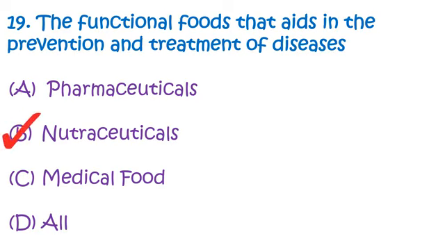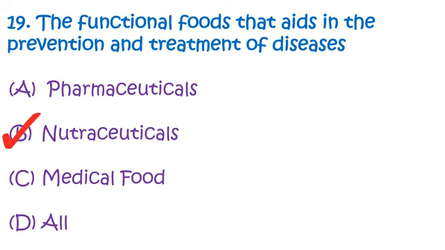Now nutraceutical is regarded as a functional food. That means it is normally a food which we consume, but it is specifically prepared or some part is extracted from it which has some medicinal properties. For example, turmeric. Now turmeric has a component called curcumin which can be used for the prevention and treatment of some kinds of diseases.